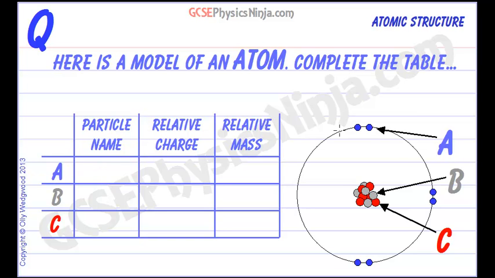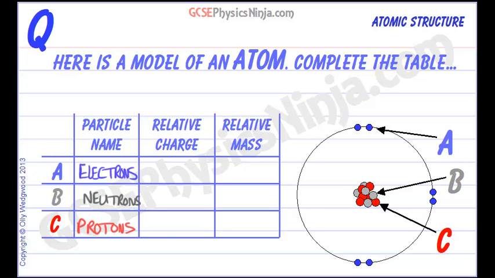So A, first of all, those particles are electrons. There are two types of particle in the nucleus. For the sake of argument, let's call the red ones protons, and the grey ones here are neutrons. Now, relative mass and relative charge just means how do they compare relative to each other.